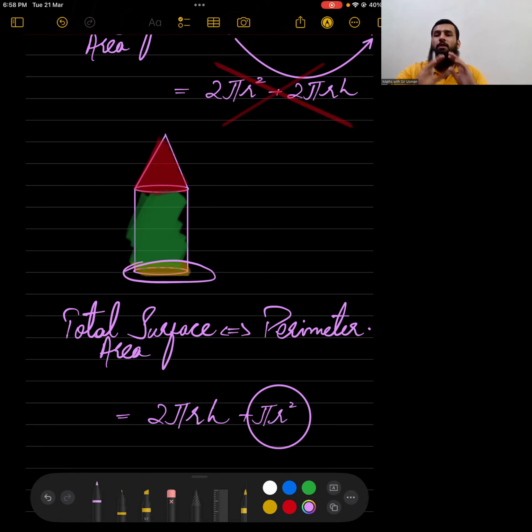So we are going to consider the curved surface area and the bottom circle area only. And that would land you at 2 pi r h for the curved surface area and pi r square for the bottom circle. That would be your final answer for this particular query.